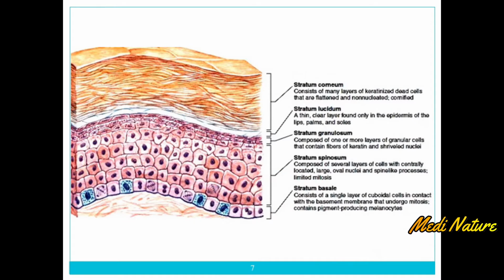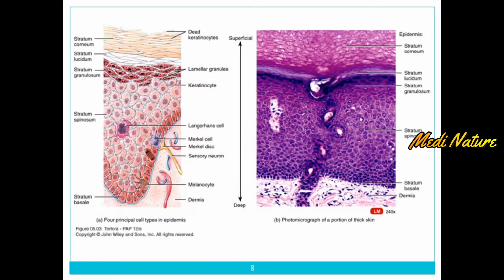This image shows the 5 layers of the epidermis. Slowly read it and get an idea. I don't expect you to remember all these descriptions. Just remember, there are 5 layers and just the names of these 5 layers. This picture again gives you the idea about these 5 layers of the epidermis.